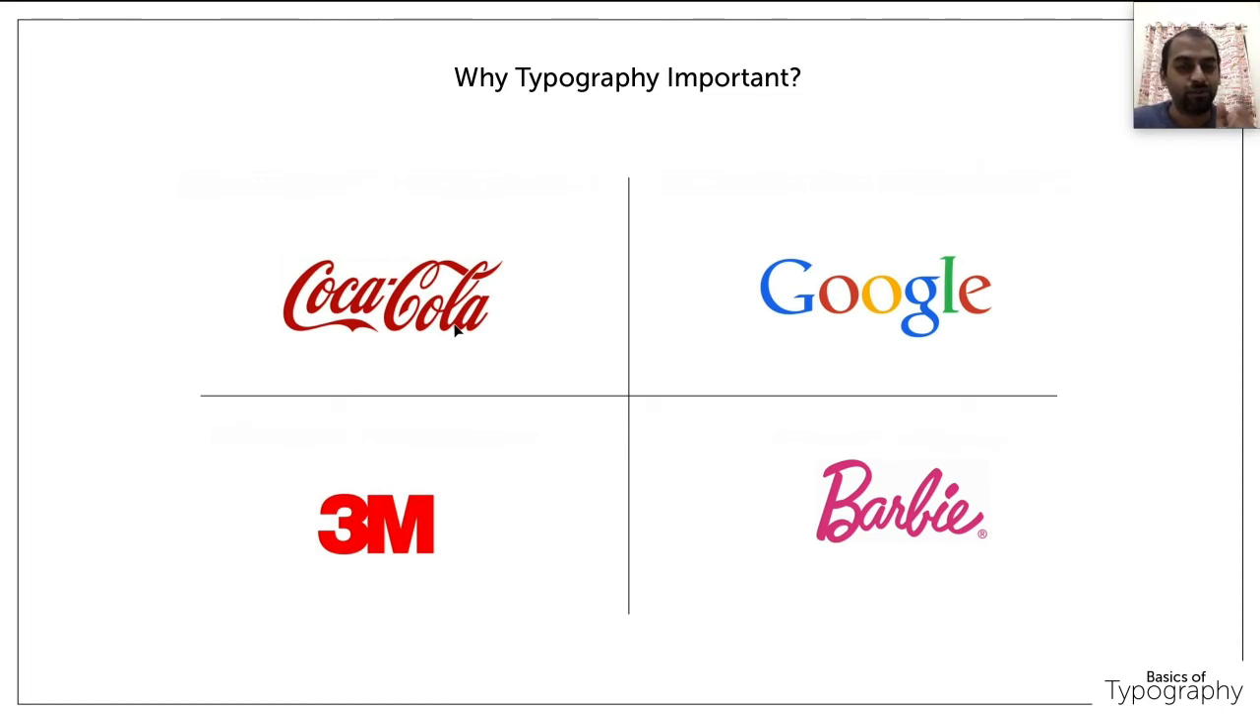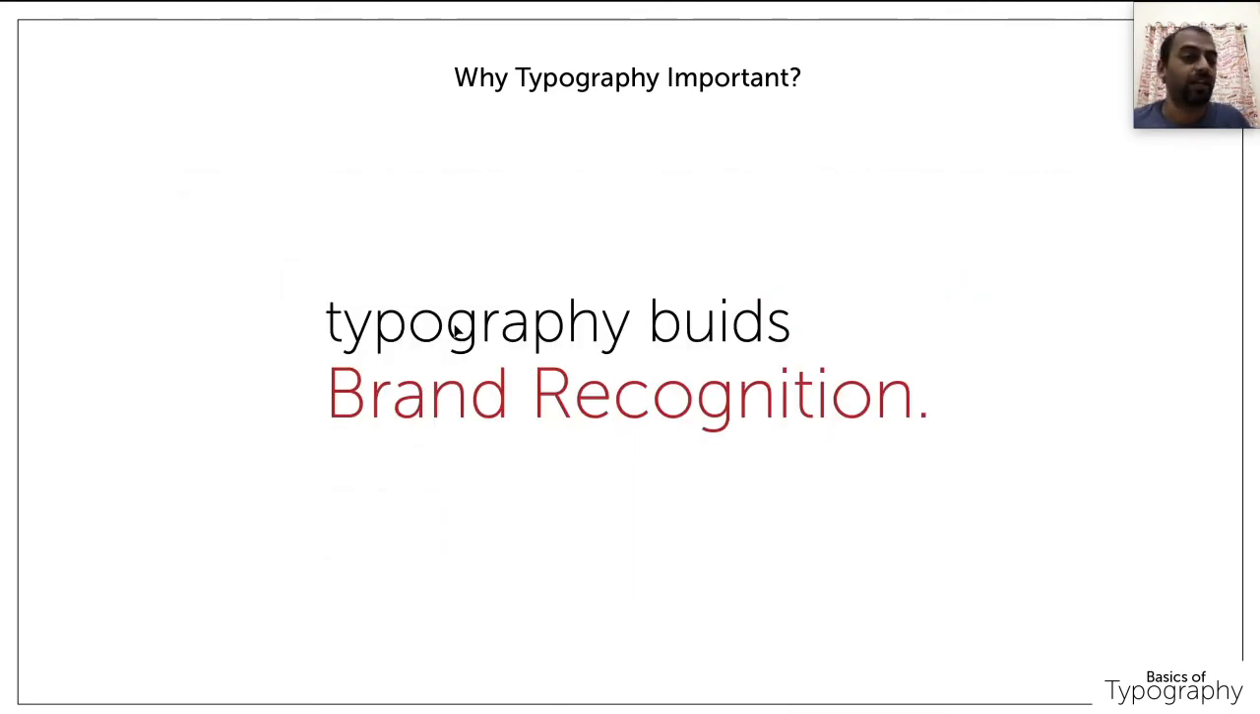We can't think of Coca-Cola in a Google font, Google in the Coca-Cola font, Barbie in a 3M font, or 3M in a Barbie font. It cannot be done because just with the help of typography, they have established the brand. It is not only the color through which we recognize the brand. It's also because of the typography. And that is the most important meaning: typography builds brand recognition. Okay. Apple, we know the icon plays a unique role, but still, Apple uses a thin sans serif font, and that showcases the simplicity behind the brand.